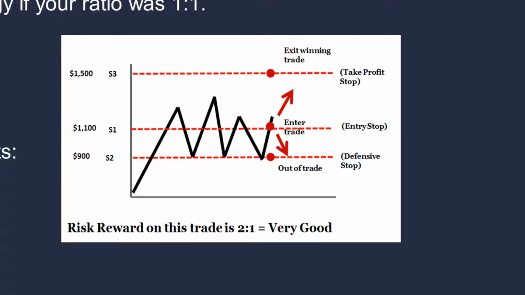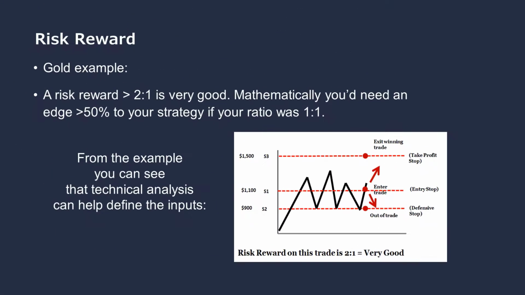Why? Because 1100 to 1500 is $400, and 1100 to 900 is $200. You divide the 400 by the 200, and that gives you the 2 to 1 risk ratio. So that would be a good trade, especially if you were winning 50-60% of your trades. So it starts to get you thinking about trading strategy, the statistics and performance behind it as well.